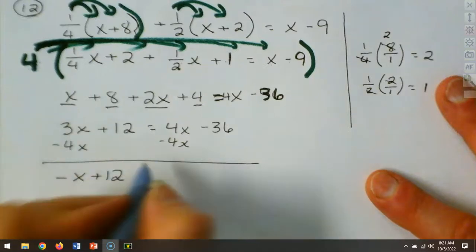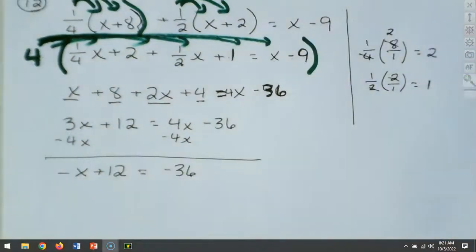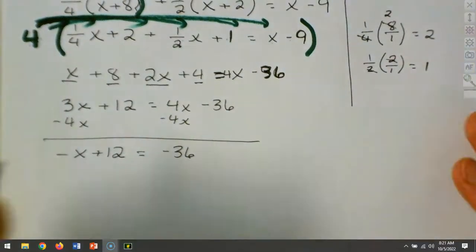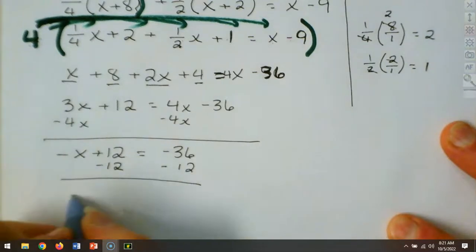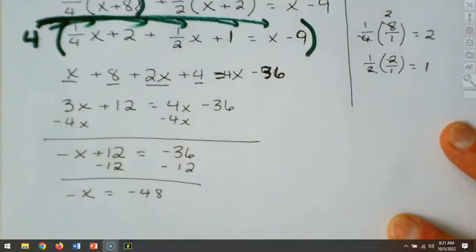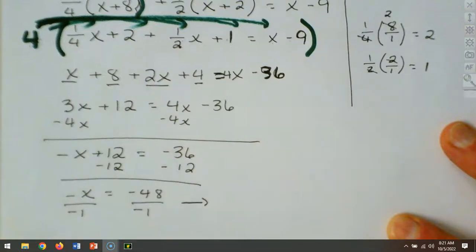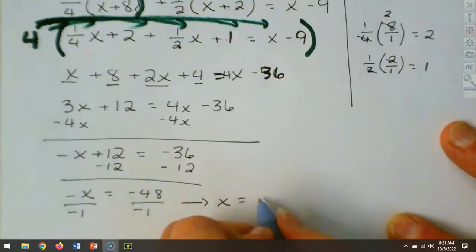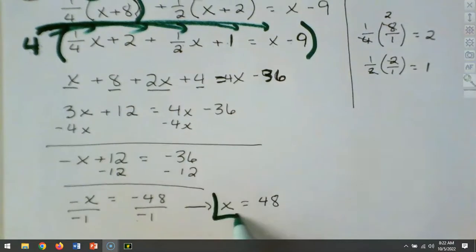Plus 12, and that equals now a minus 36. What do we need to now do? We need to move that 12 over. And now we've got a minus x equals a minus 48. We'll divide by our negative 1. And negative makes that positive. Negative and negative here also makes that a positive now 48.